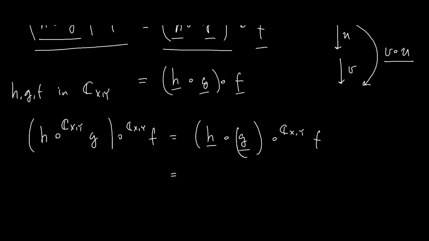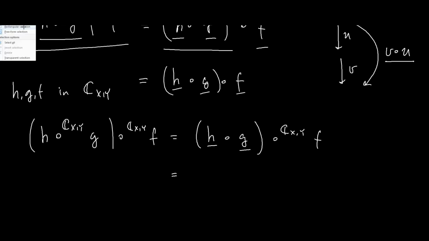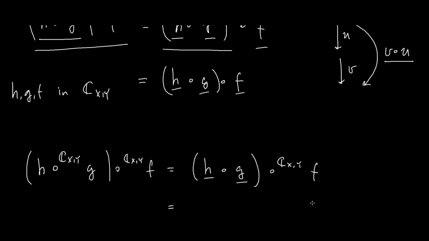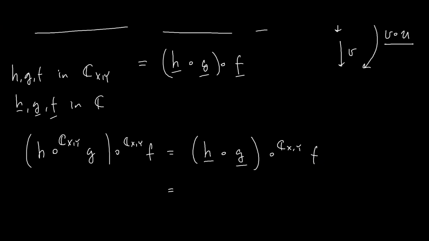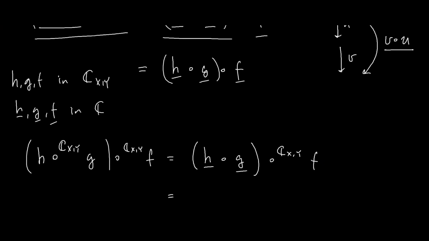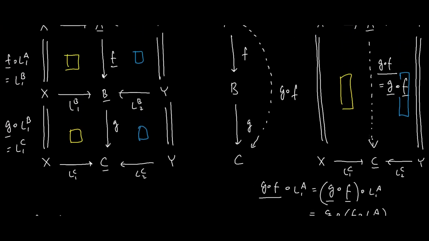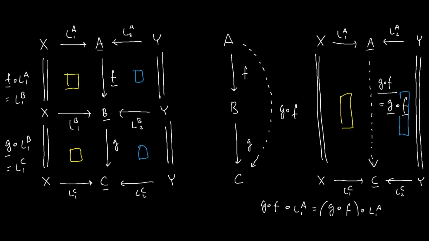H underline and G underline are morphisms in C. So these are morphisms in C. I think the problem is with the formula, with our formula. This is where we introduce the problem.